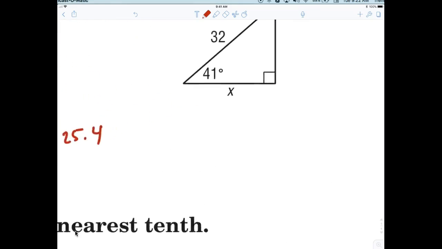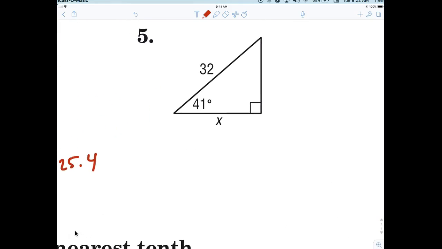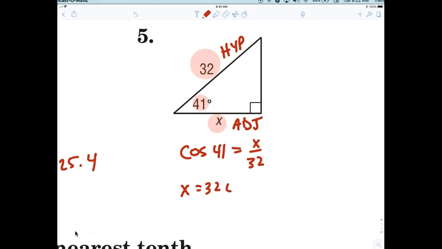All right, number 5, here we go. So again, I just like to show you the 3 things that we have. And X down here is the what? Adjacent and hypotenuse. So again, this is just the 32. Right? So it'd be the cosine of 41 is equal to X over 32. So X is 32 times the cosine of 41, which is approximately 24.2.